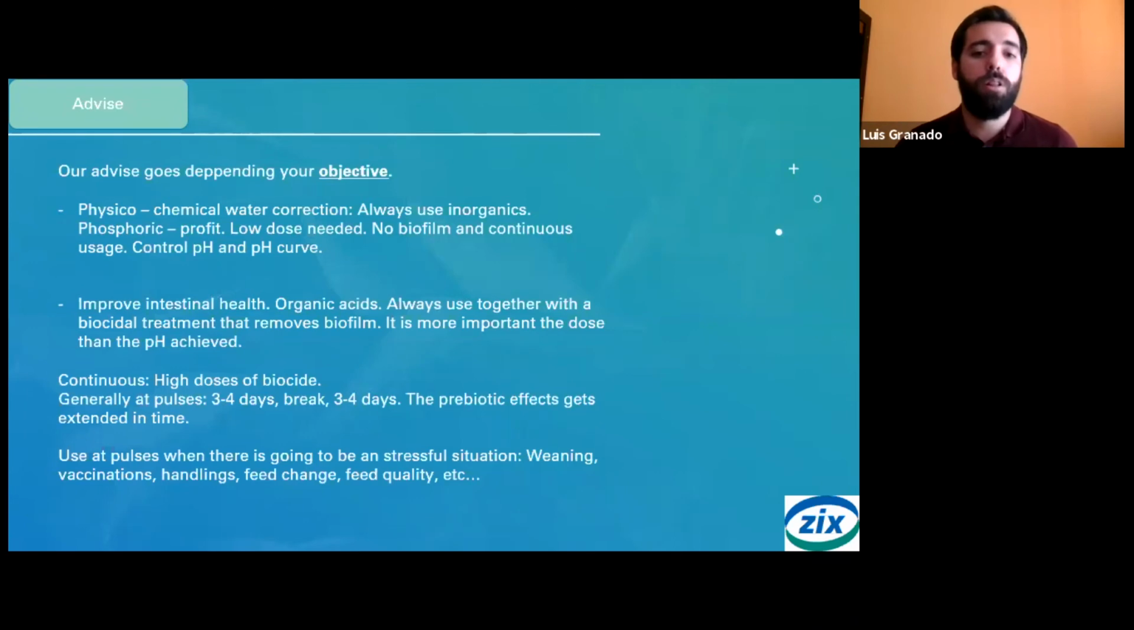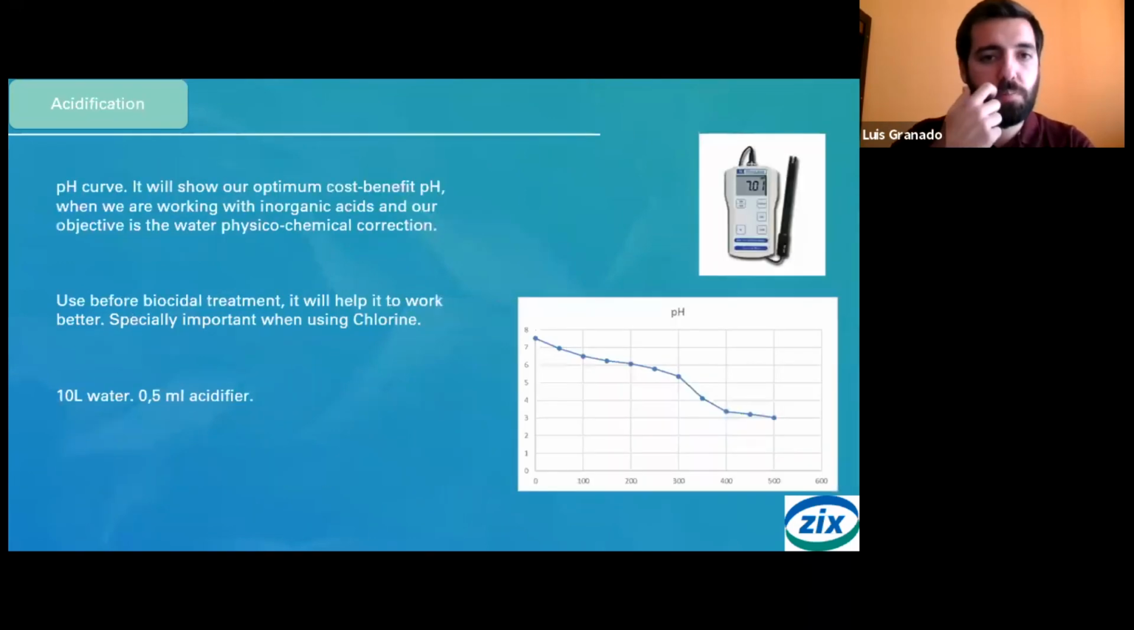In this case, it will be more important the dose provided than the final pH. So we will not be looking that much for a final pH here or how much we have decreased the pH. It is important, but in here, the main thing is the combination of different acids and the dose that we are providing to get that intestinal effect. We can work in a continuous way, or we can work by pulses. There we go.